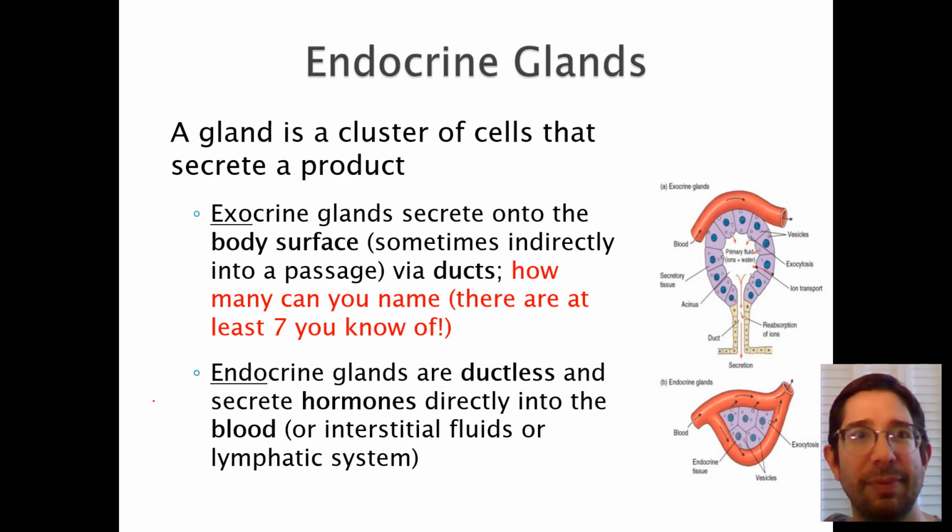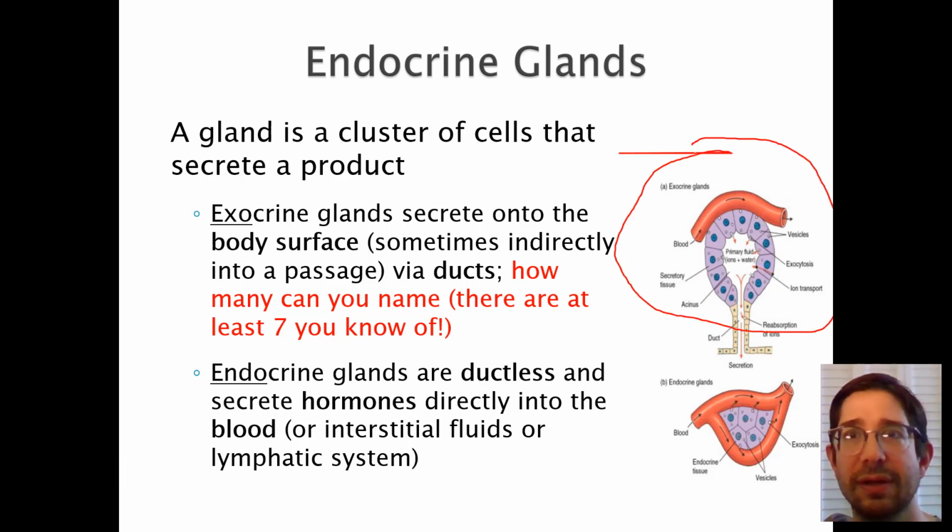In fact, in this picture, over to the side here of this exocrine gland, you can see that there are cells secreting a product and things go into these ducts to reach the body surface or whatever. So ducts are crucial to exocrine glands. You already know about exocrine glands, at least 7. So now's a good time to pause it. Think about how many you can name.